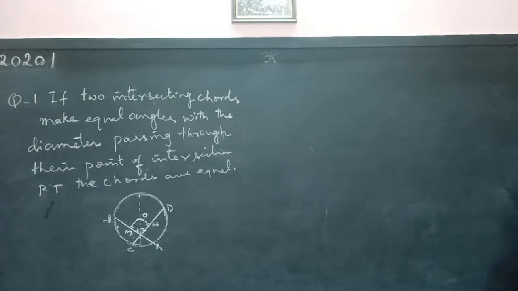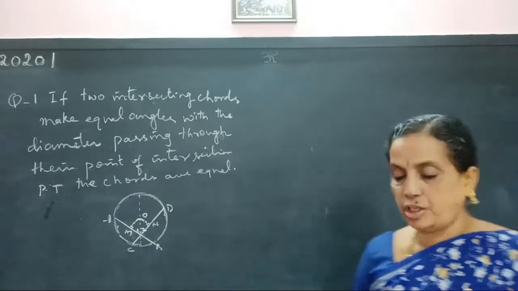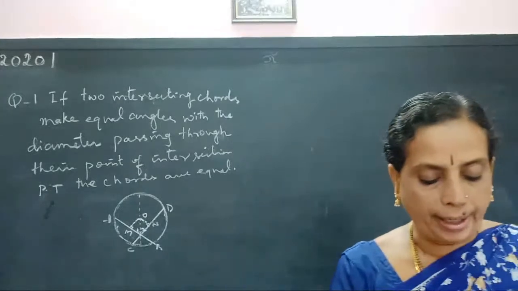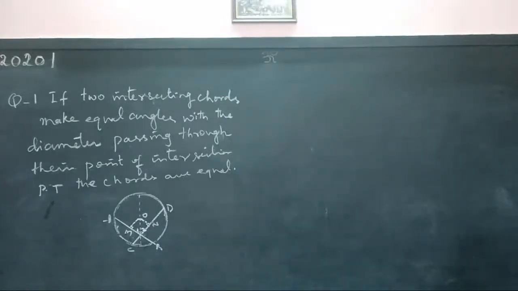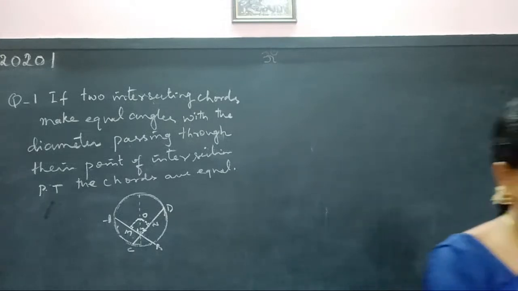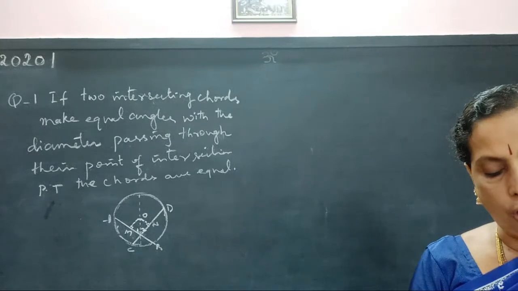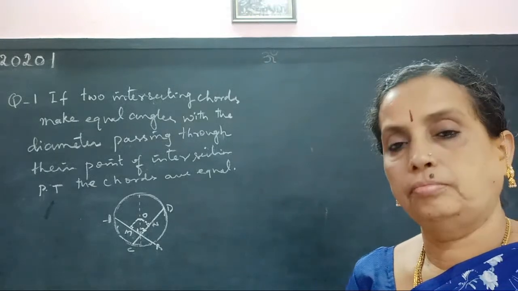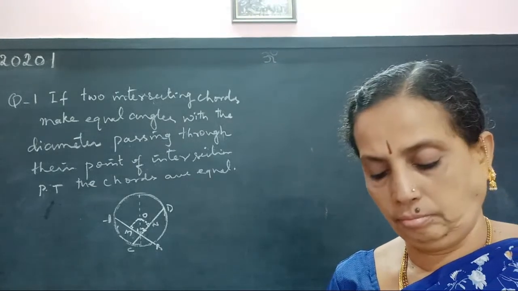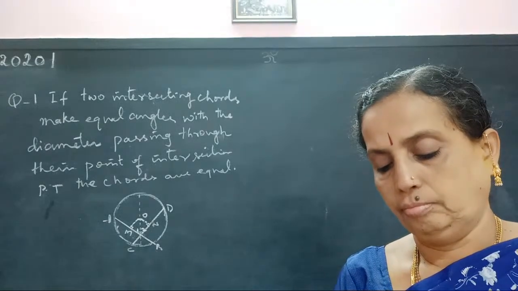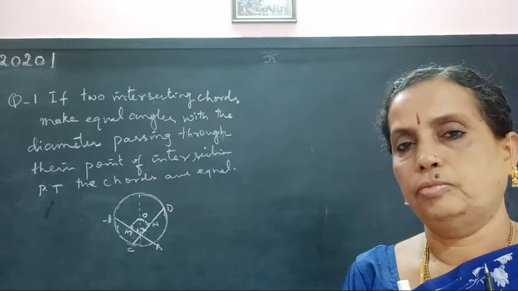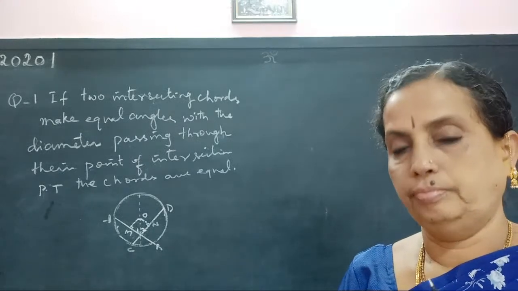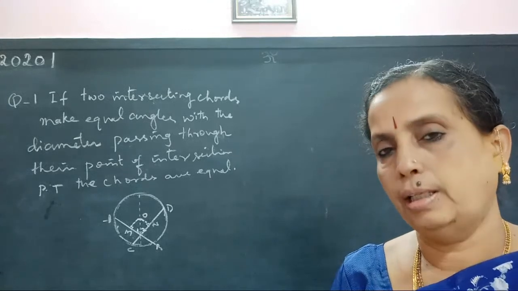Here the line which is a diameter to the circle is passing through the intersecting point. The point of intersection, I will take it as point P. Then in such condition, if they make equal inclination, then the chords are equal. Is it clear?